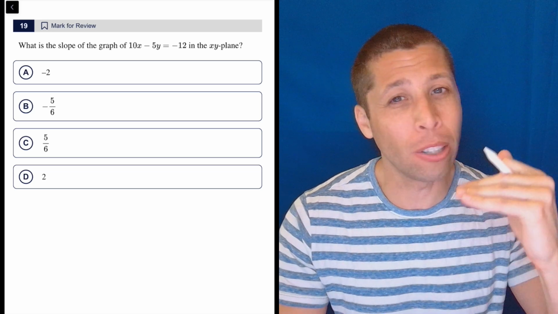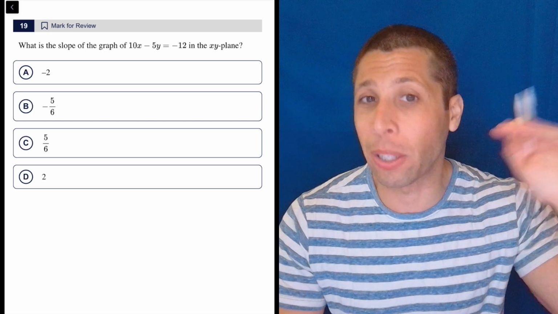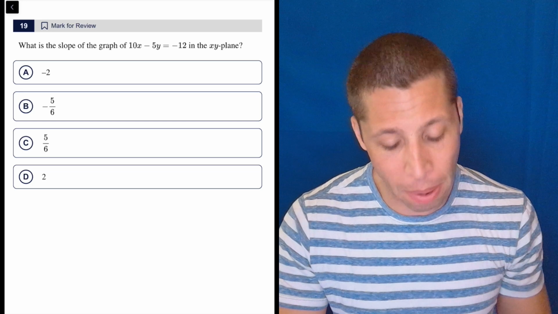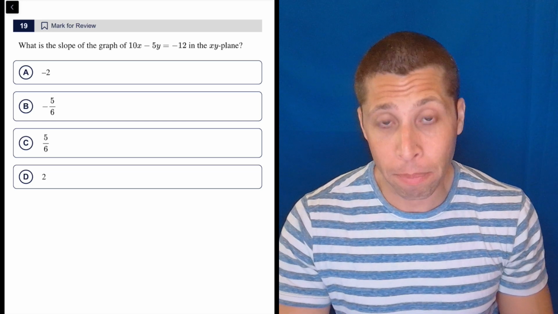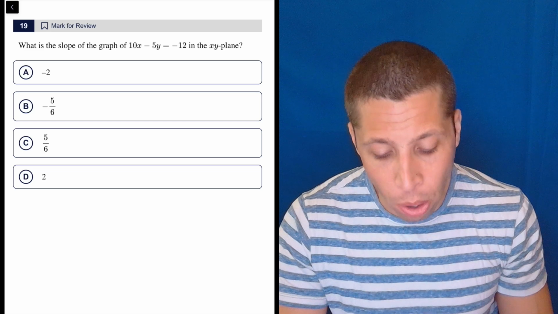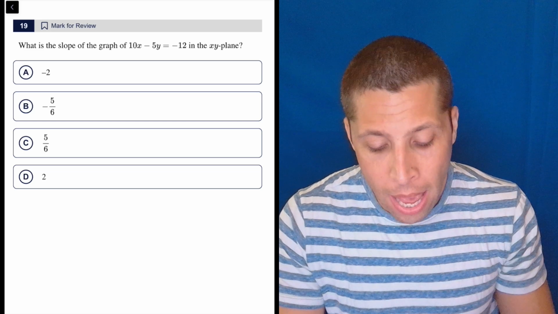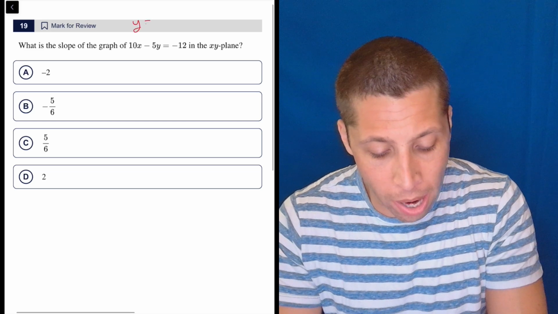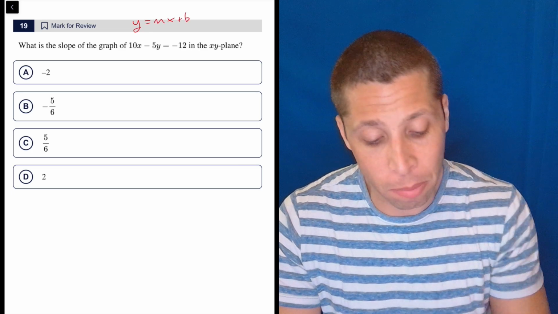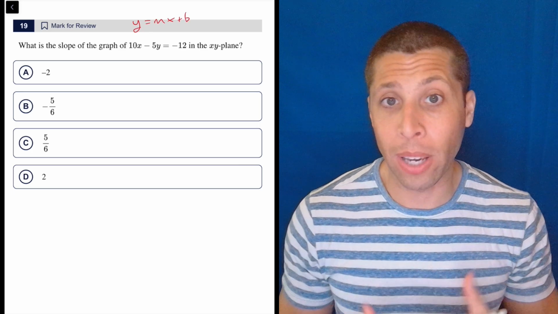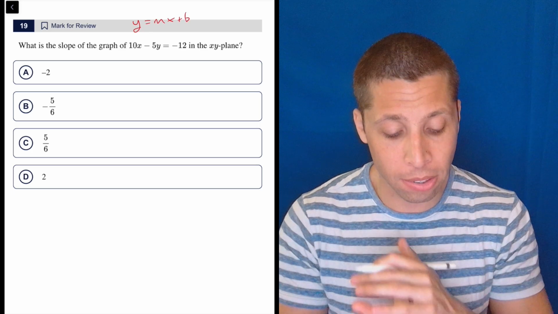There might be points that look like they're in convenient locations, and then we could run the formula using those points, but it might be messy. So this is a case where I would just do algebra. I would just rearrange this. I know that I can get the slope of a line if my equation is in y equals mx plus b format. So my goal is to get y completely alone. That's when I'll have the slope.